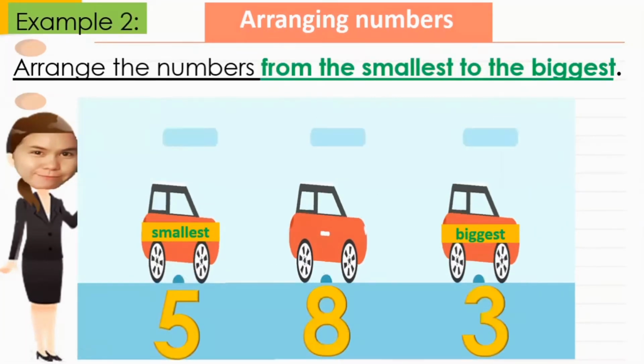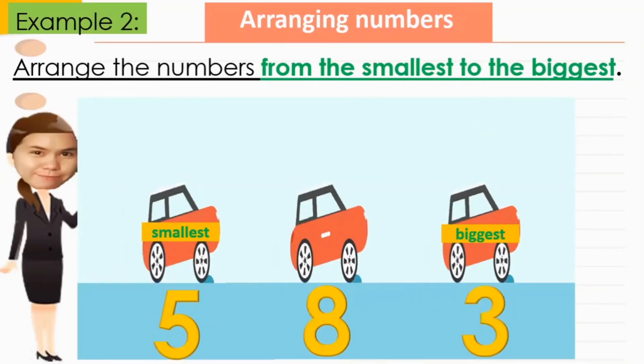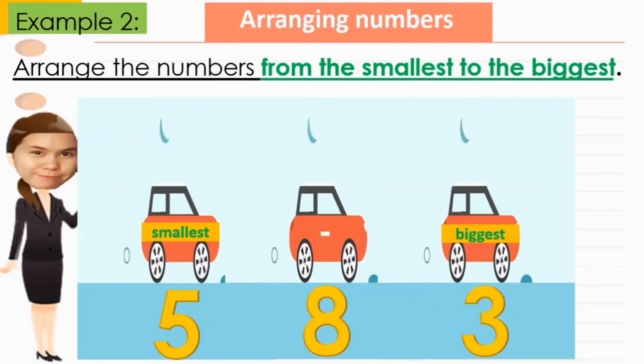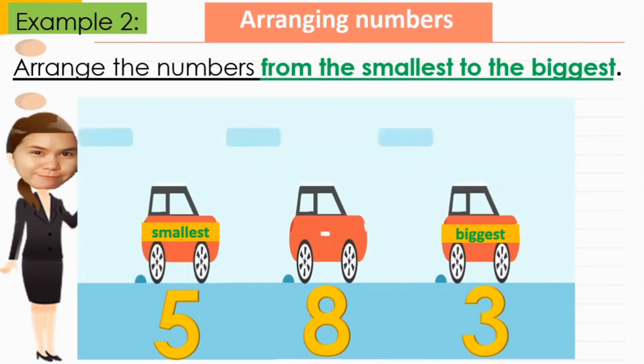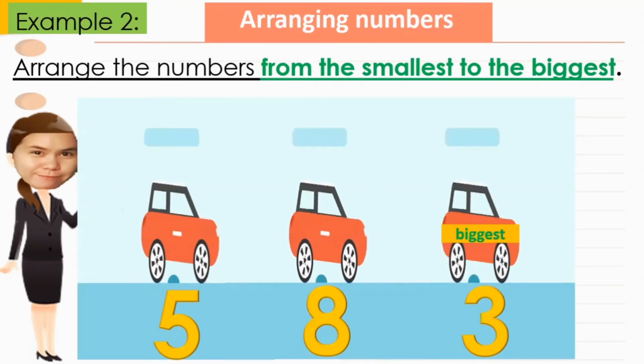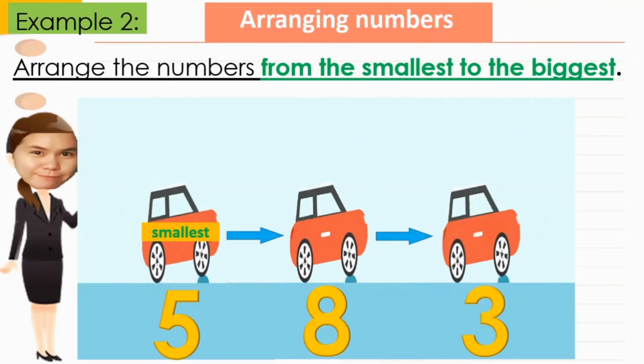Second example, arrange the numbers from the smallest to the biggest. We have here the three numbers, 5, 8, and 3. Let's line up the three numbers above the car. Start from the smallest to the biggest.